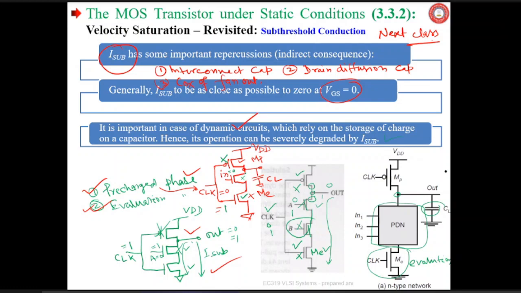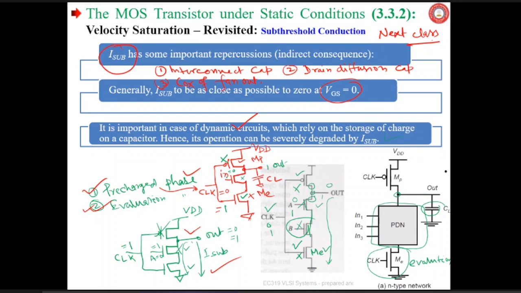So when input is 0, this MOSFET is off. Hence your pull down path is broken. Even though the evaluation transistor ME is on, this is off. So the pull down path is broken, and the pre-charged value on CL is going to retain that same value. Means you are going to get high here. Corresponding to in equals 0, you are going to get output high.